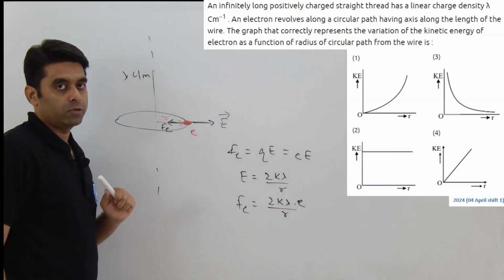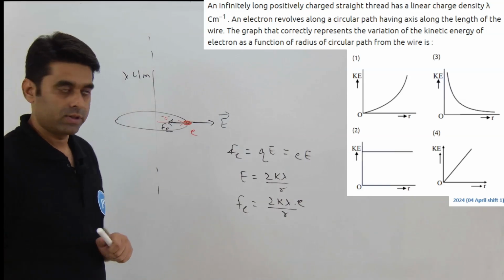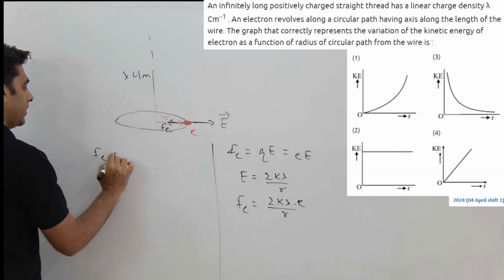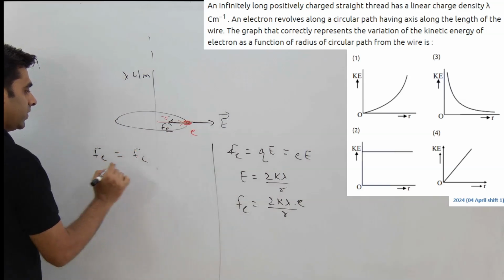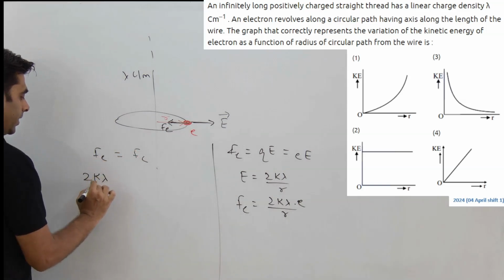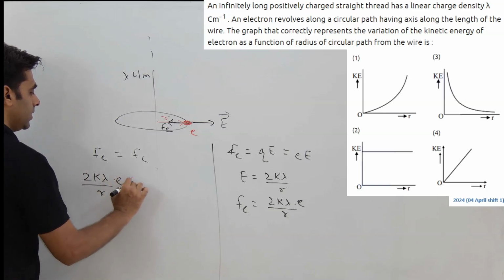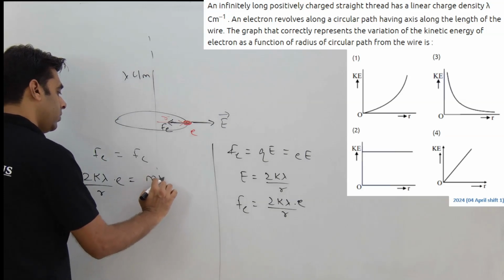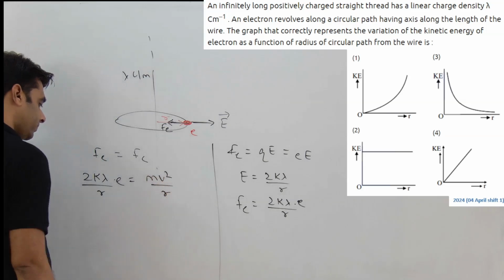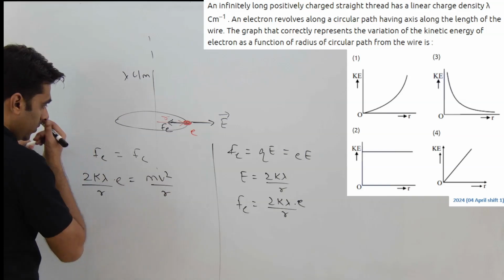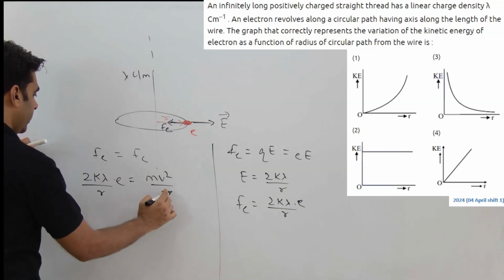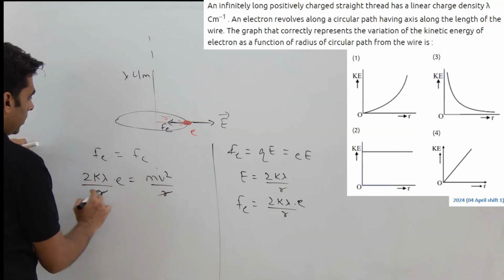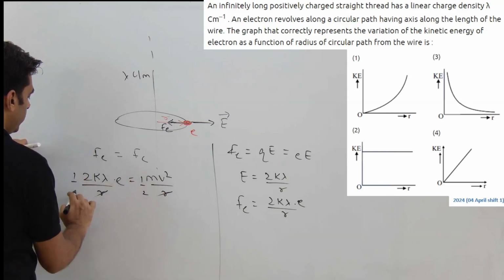This electric force provides the necessary centripetal force, right? So what can we write? Electric force equals centripetal force. Electric force 2K lambda by r into e is equal to centripetal force. Centripetal force is m v square by r. Fine, well and good. If you notice carefully, r and r will cancel out basically. So 1 by 2, 1 by 2.